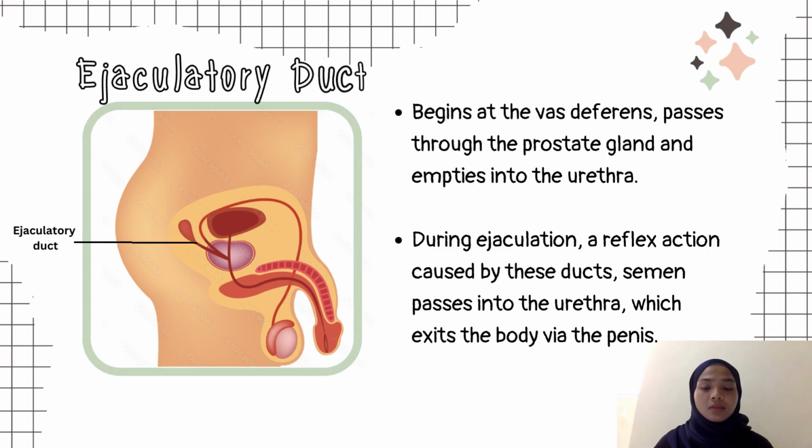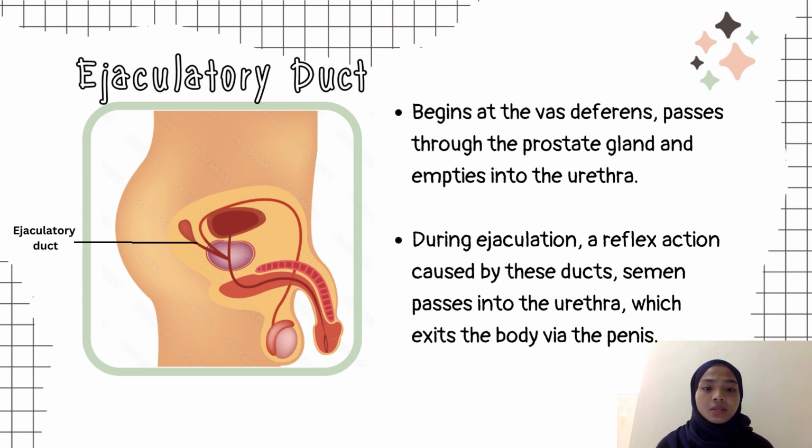Okay, so the last one for my part is the ejaculatory duct. The ejaculatory duct begins at the vas deferens, which passes through the prostate gland and empties into the urethra. During ejaculation, a reflex action caused by this duct makes semen pass into the urethra, which exits the body via the penis. In other words, the ejaculatory duct helps to deliver the sperm into the urethra by adding a secretion and additive from the prostate, which is necessary for the sperm function.